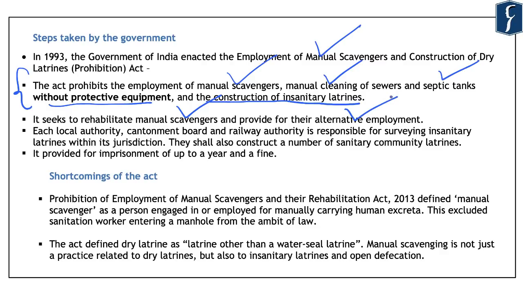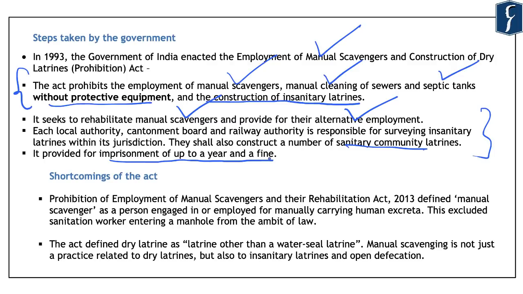Again, each local authority or the cantonment board or the railway authority is responsible for surveying the insanitary latrines within its jurisdiction. And they shall also construct a number of sanitary community latrines, and it provided for an imprisonment of up to a year or fine for employing people in the manual scavenging process.